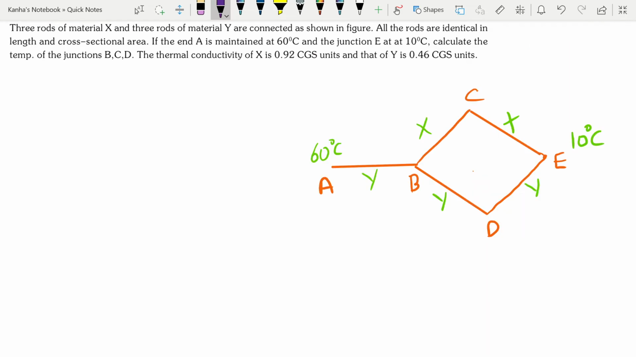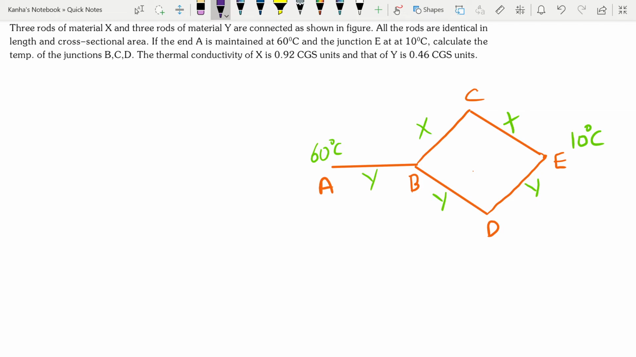Let's look at another question. Three rods of material X and three rods of material Y are connected as shown in the figure. All the rods are identical in length and cross-sectional area. If the end A is maintained at 60 degrees Celsius and the junction E at 10 degrees Celsius, calculate the temperature of the junctions B, C and D. The thermal conductivity of X is 0.92 CGS units and that of Y is 0.46 CGS units.